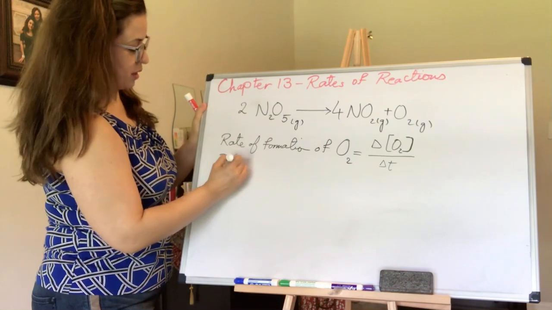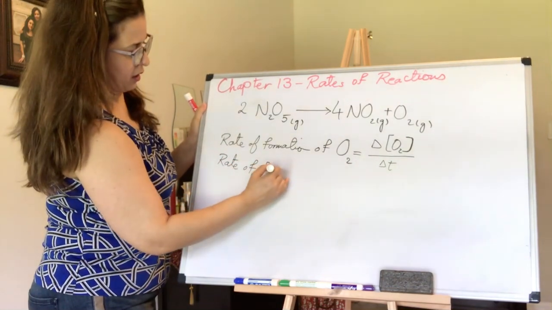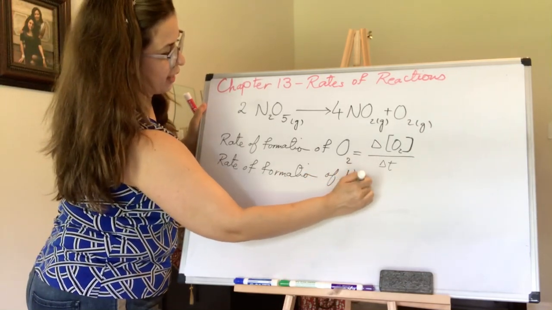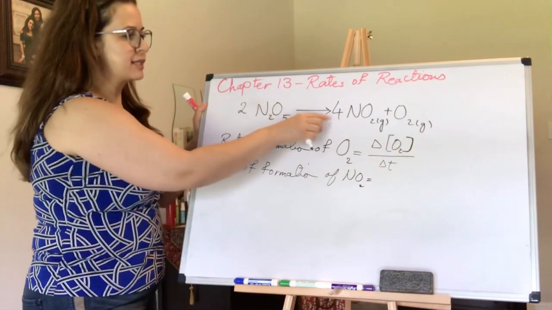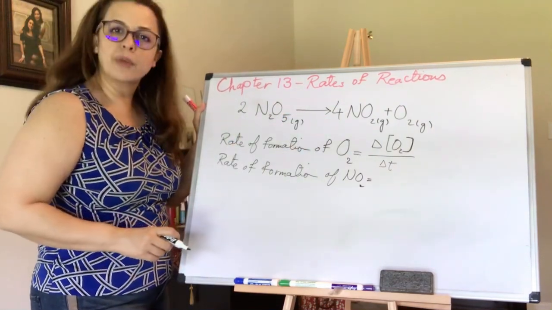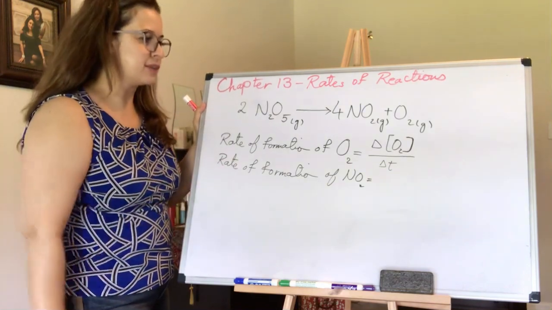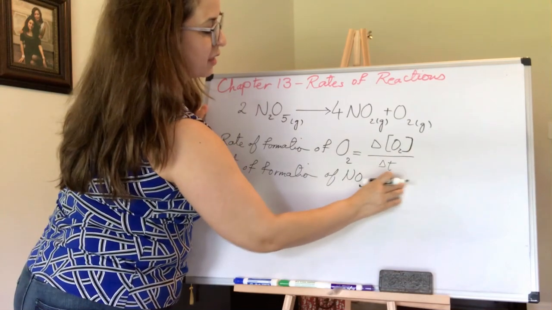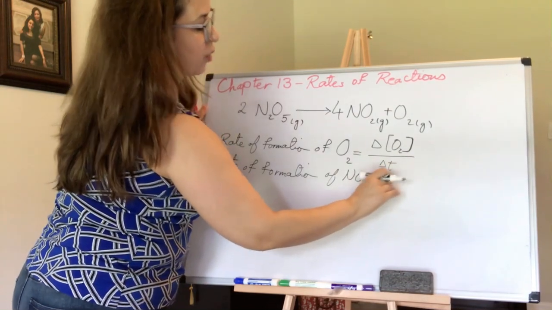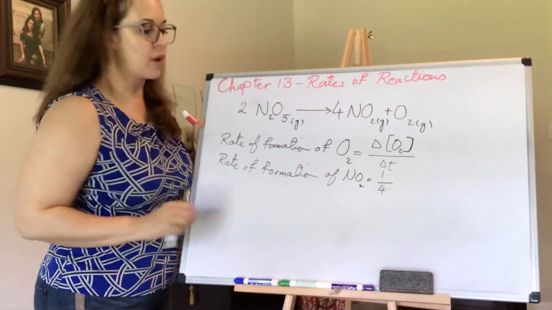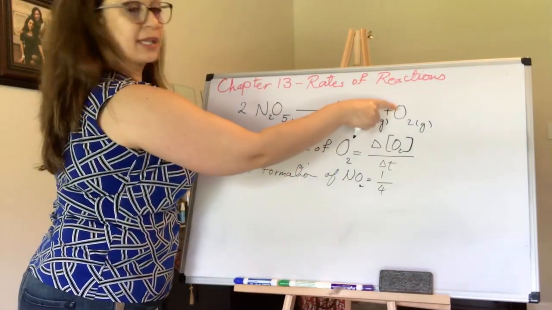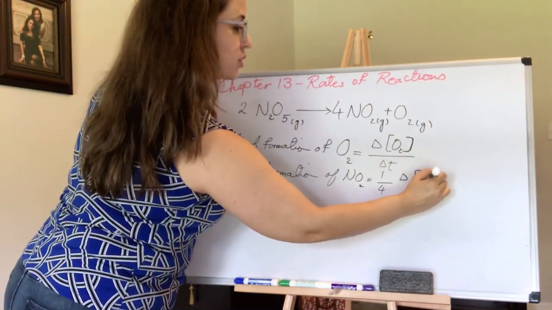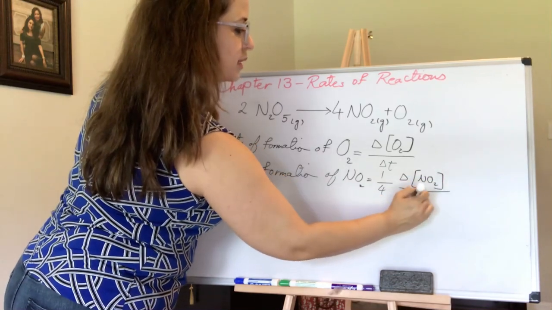Rate of formation of NO2. And let's be more accurate. Let's include the stoichiometry coefficients because it matters in the rate. So we said positive, but it's inverse of the coefficient. If the coefficient is 4, so it's 1 over 4. In case of oxygen it was 1 over 1 that we didn't show. And it's delta concentration of NO2 over delta T.